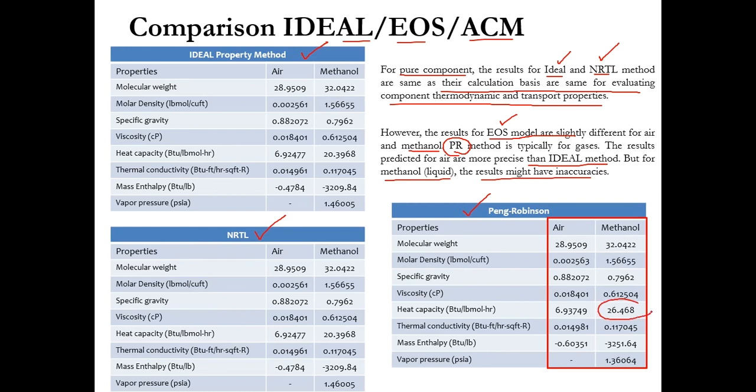If I take you to the heat capacity value, which is over here, 26.468, here it is 20.3968, and here it is 20.3968. So you can see the ideal property method and NRTL are best suited for the liquid, which is methanol. But for the liquid where we are using Peng-Robinson, it's not advisable or suggested to use Peng-Robinson.